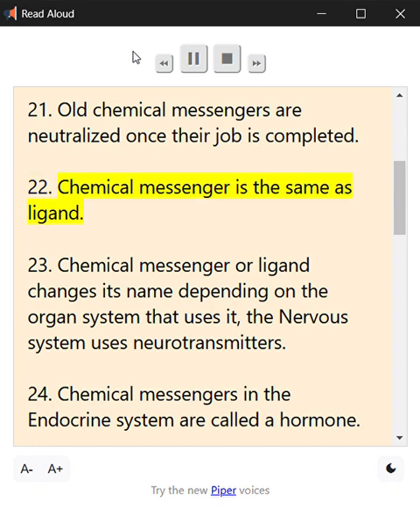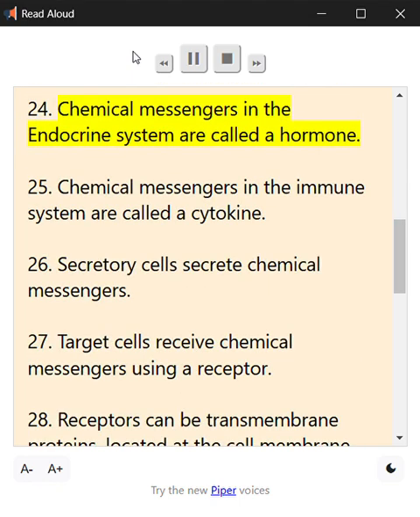22. Chemical messenger is the same as ligand. 23. Chemical messenger or ligand changes its name depending on the organ system that uses it. The nervous system uses neurotransmitters. 24. Chemical messengers in the endocrine system are called a hormone. 25. Chemical messengers in the immune system are called a cytokine.